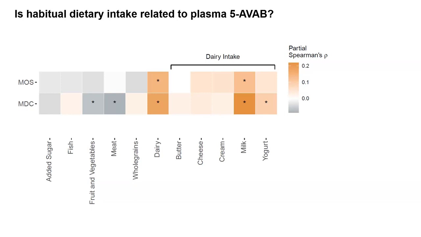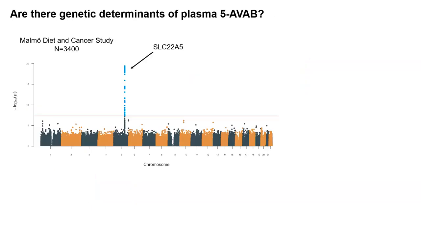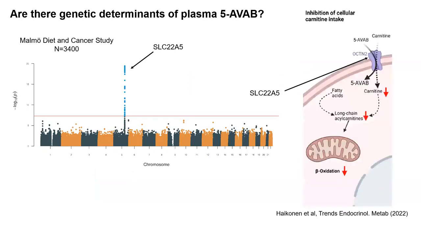What about your genetic predisposition? So we performed a genome-wide association study and found a very strong hit for this gene, SLC22A5, which codes for, sorry, not an enzyme, a transporter protein that is responsible for transporting carnitine and also 5-AVAB into the cell. So both into the cell, but also across the blood-brain barrier, is known from previous studies. And it's also been shown in previous studies that having high levels of 5-AVAB in the circulation will decrease your cellular uptake of carnitine, which is very interesting.